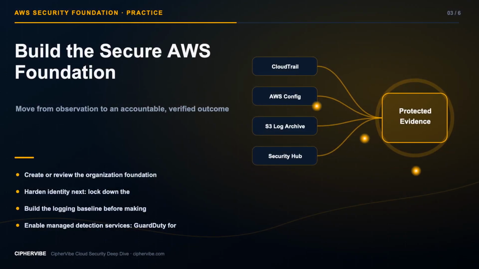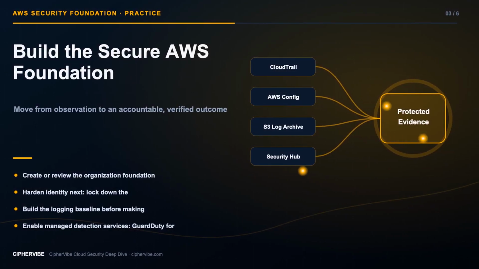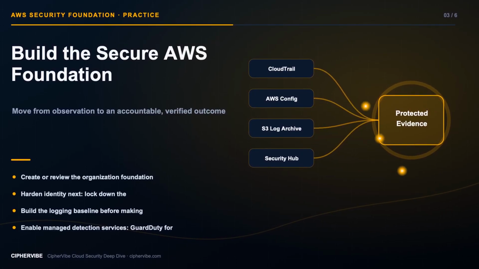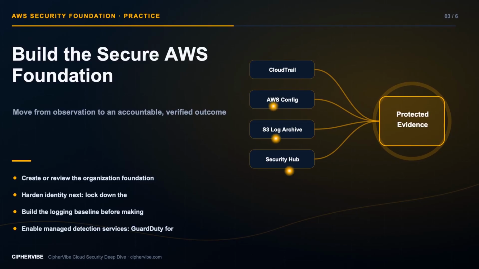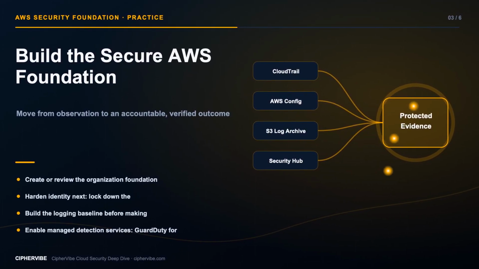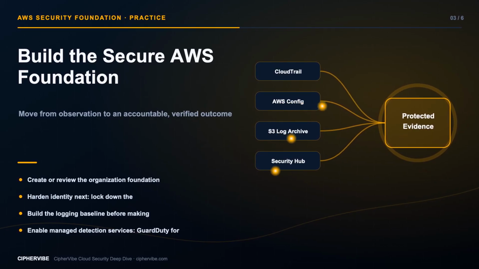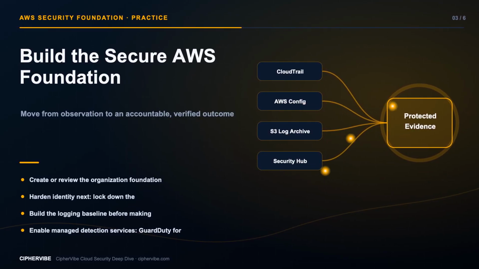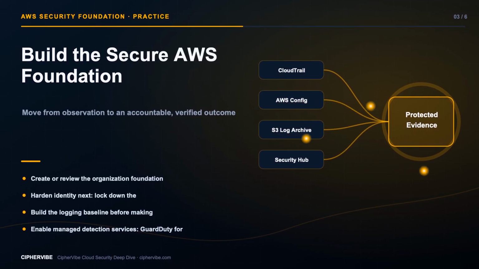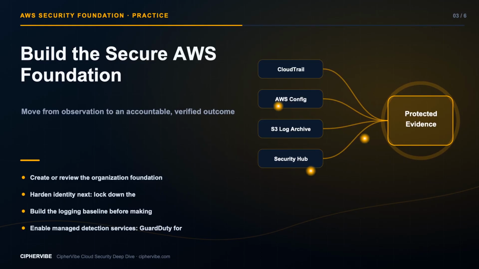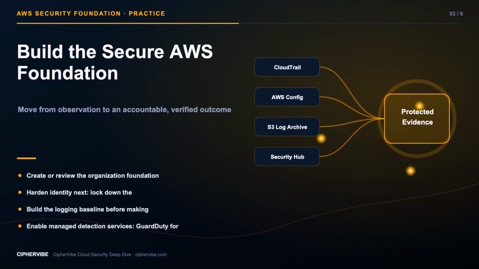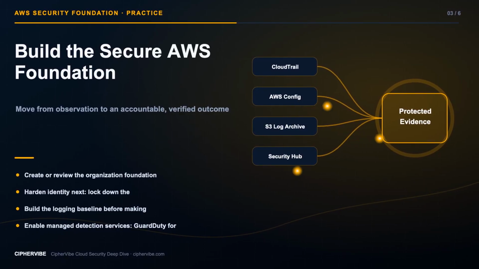Now turn the mental model into a repeatable workflow. First, create or review the organization foundation first. Separate management, security tooling, log archive, shared services, development, staging, and production accounts. Then apply service control policies that prevent risky actions. Second, harden identity next. Lock down the root user, require MFA for privileged access, use federated SSO, replace static access keys with roles, scope permissions by job function, and review external access with IAM Access Analyzer.